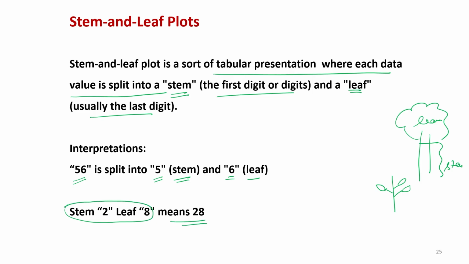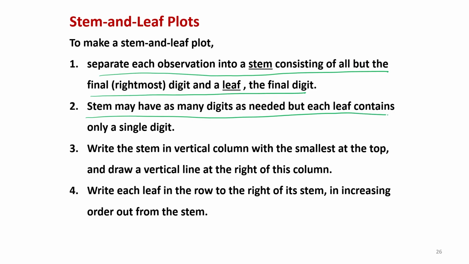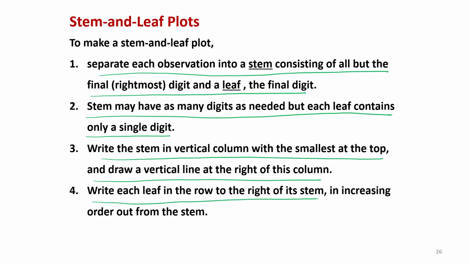So in order to create the stem and leaf plot, we separate each observation into a stem consisting of all but the final, rightmost digit, and the leaf, the final digit. The stem may have as many digits as needed, but each leaf contains only a single digit. Then we write the stems in a vertical column with the smallest at the top and draw a vertical line on the right hand side of this column. And we write each leaf in a row to the right of the stem in increasing order.